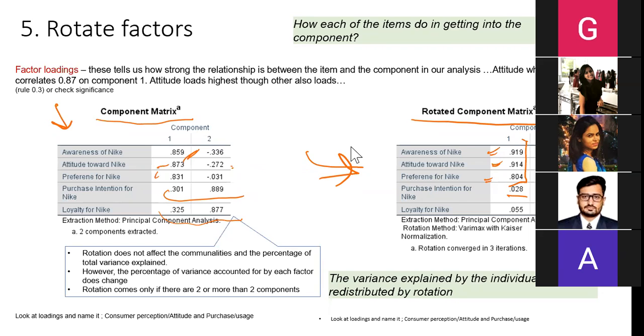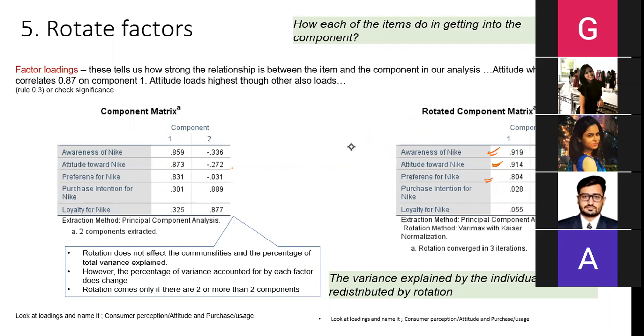Like I showed you in the telecom case, if we have 100 statements, and when you do the component matrix, you will see numbers like 0.859 and say 0.83, and they are so close that you are not able to understand whether this is going into factor 1 or factor 2. In that case, this rotation really helps. It makes things more interpretable.